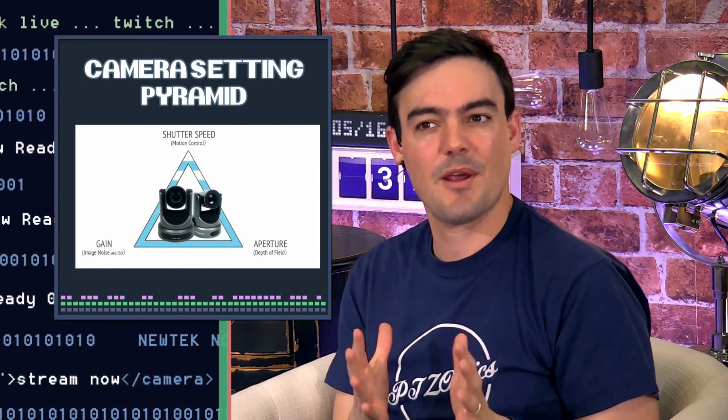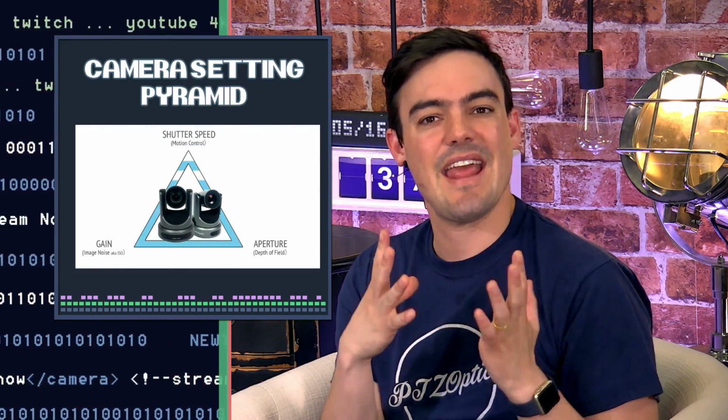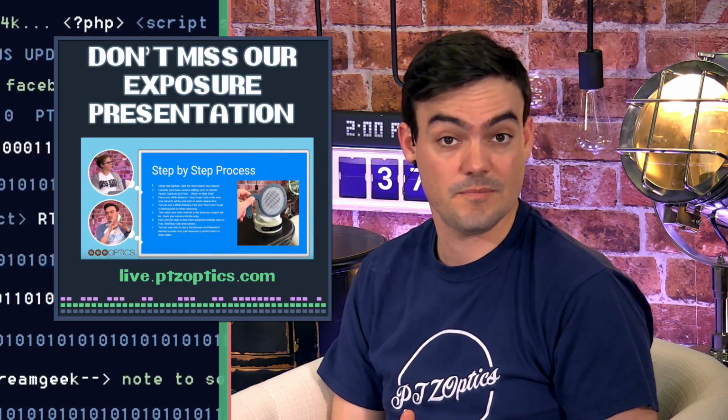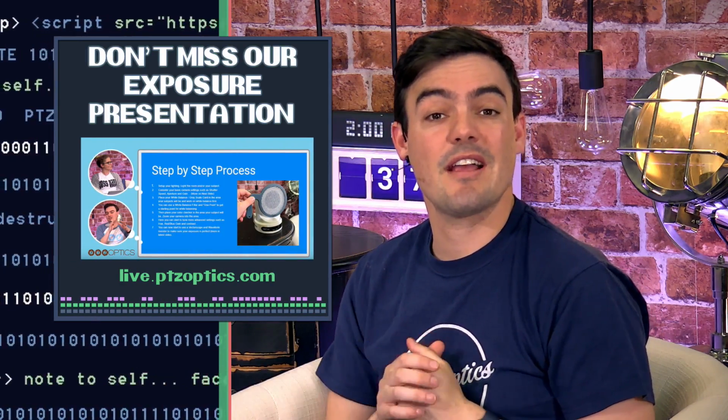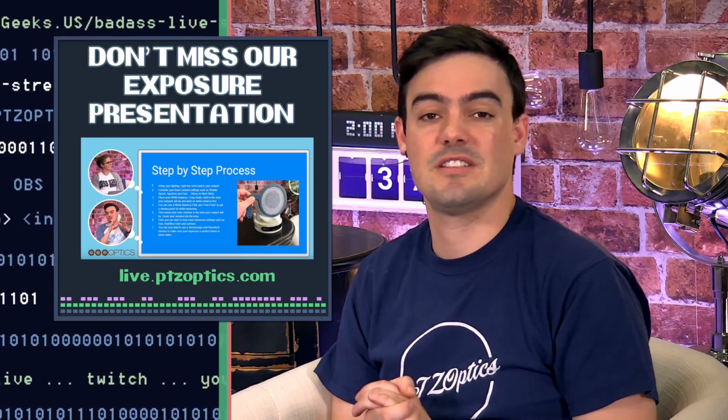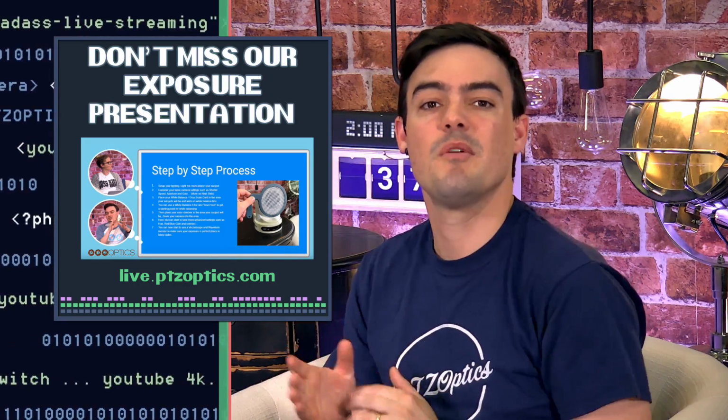We will also be looking at some presets in vMix that you can download from PTZOptics.com/color. We'll be looking at the camera pyramid, so obviously shutter speed, gain, and aperture, but going well beyond that into the advanced color settings as well. Don't miss our exposure presentation. Last week, we talked about how to get the perfect camera exposure. You should watch that first, then watch this series, because you got to get the perfect exposure before you can go ahead and do color matching.